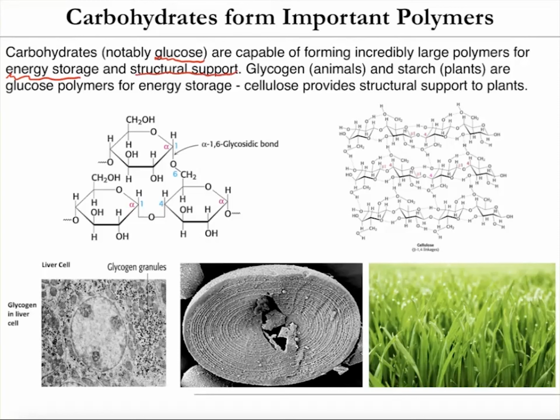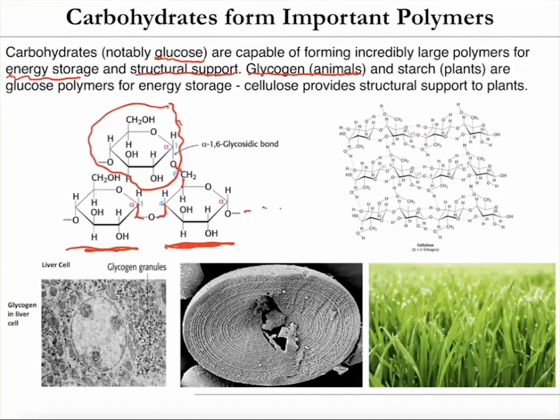So animals will store excess glucose in the form of glycogen. And what glycogen is, is really long chains of this structure here. So this is a glucose, and this is a glucose, and they're linked by this bond. And then you can get branches off this bond because this here is another glucose molecule.